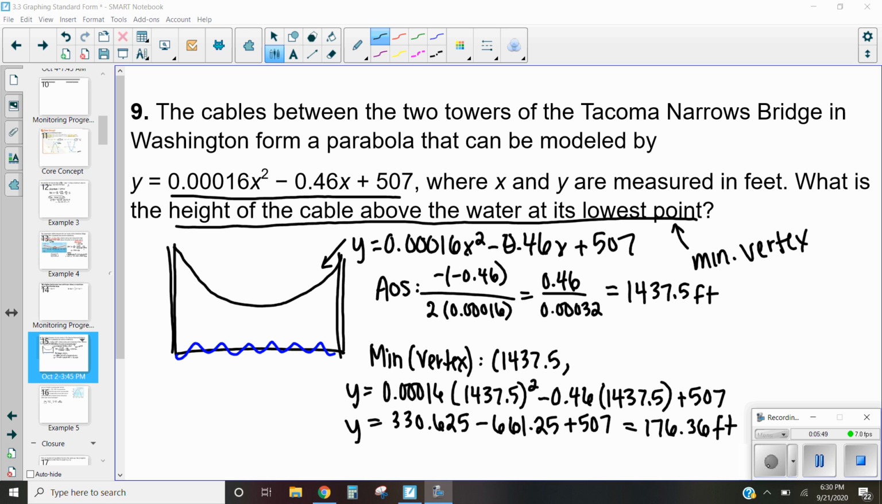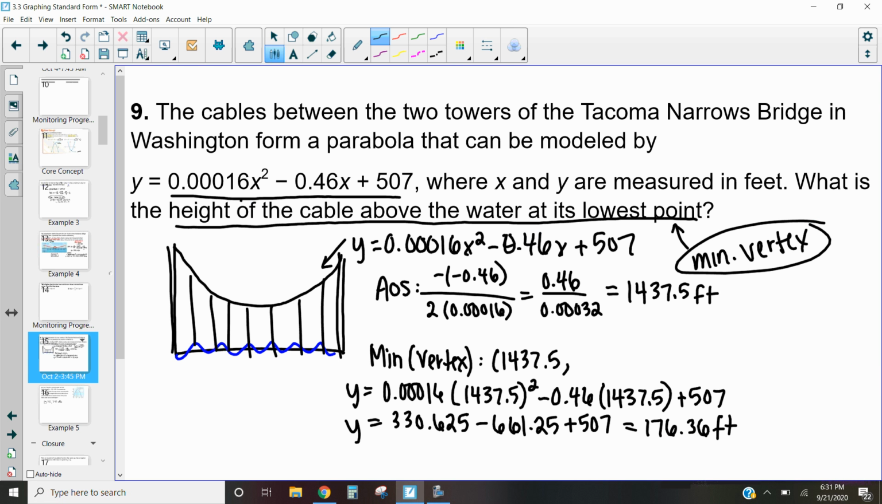Okay, hopefully you've had a chance to go over this problem on your own. Here I drew a little picture of what we're looking at. Here's our bridge, and they're asking what is the lowest point of that cable above our water. The cable is represented by the function 0.00016x squared minus 0.46x plus 507. We're looking for the lowest point, so that's our minimum or our vertex, and we're looking for the height of the cable above the water. That means I'm looking for the y value of my vertex.